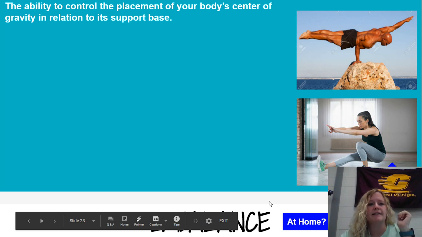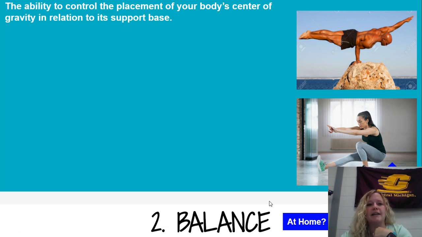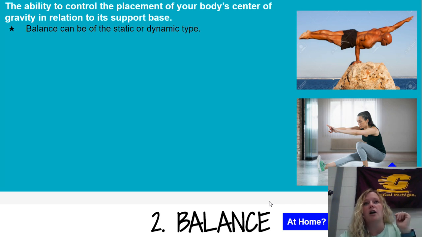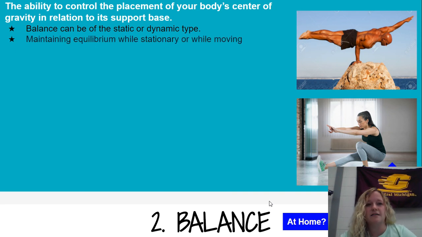So the definition for balance is the ability to control the placement of your body's center of gravity in relation to its support base. Balance can be a static or a dynamic type. Static is where you are more standing still, if you're just standing upright, or if you're trying to stand on one leg and you're staying in one position. Dynamic involves fluid motion, so you're moving through different postures, kind of like yoga and meditation sessions. Those involve dynamic types of balance.